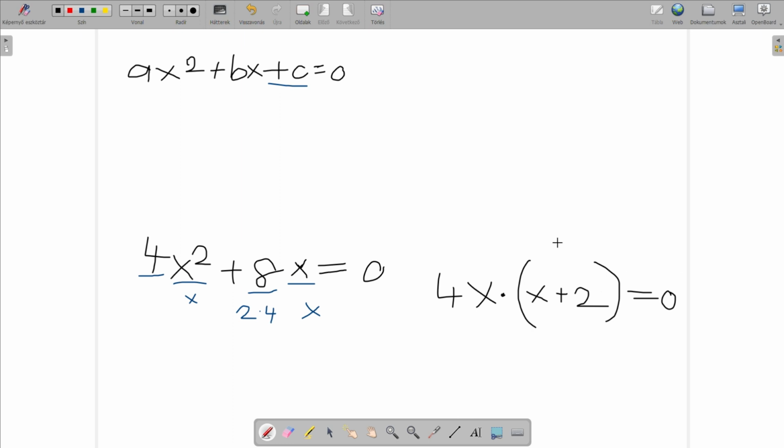And you have either 4x is 0 or x plus 2 is 0. 4x equal to 0, that's 0. And x plus 2 equals 0, that's minus 2. So yeah, we have successfully solved this.